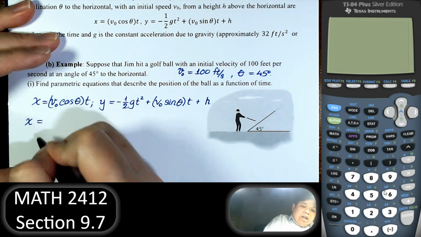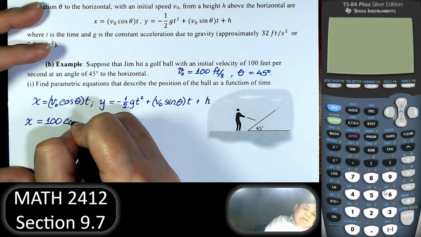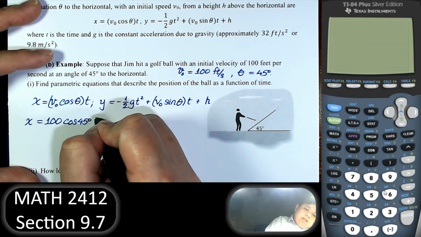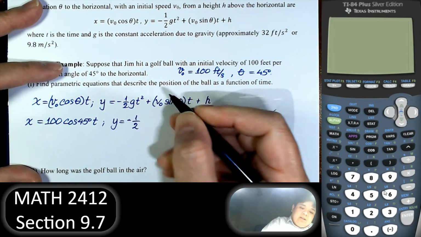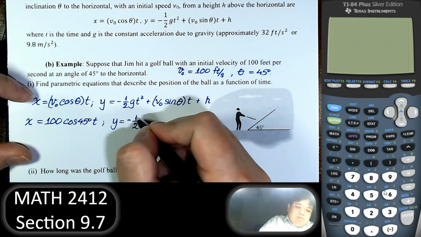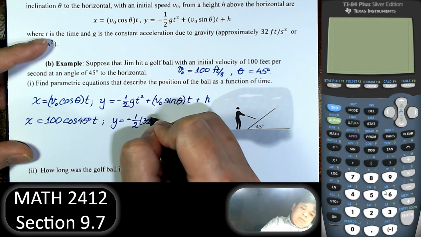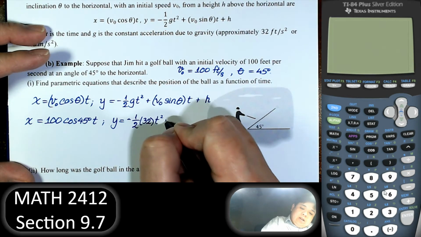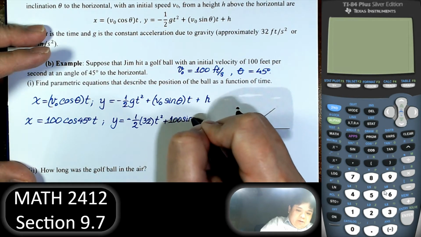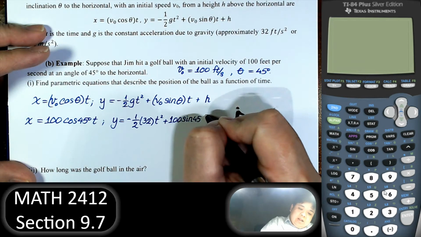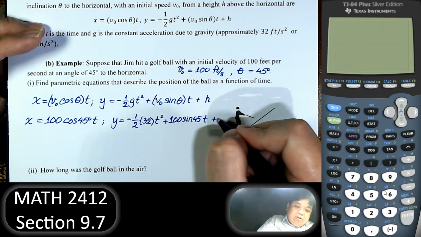Right, initial speed is 100 feet per second, cosine of 45 degrees t, and y is negative 1/2 g. Let's use feet per second, right? So we have to use 32 t square plus v initial speed 100 sine of 45 degrees times t plus h. Suppose we just hit the ball from the ground, so h is 0.